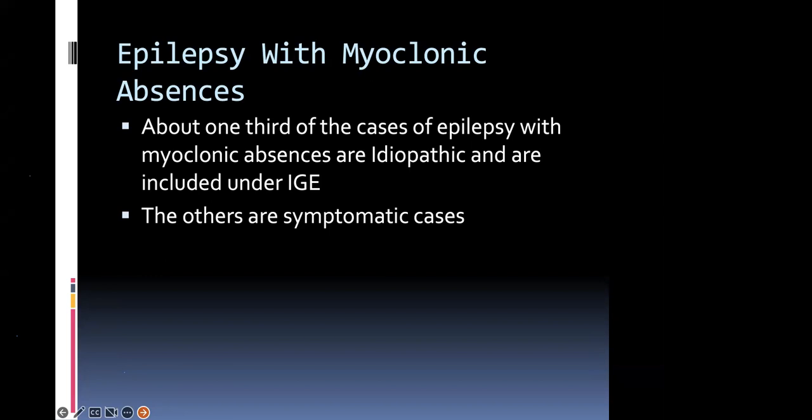Third epilepsy, first we saw the Dravet syndrome. I will show the EEGs at the end. Second one is childhood absence epilepsy. Third one is epilepsy with myoclonic absences. About 1/3 of the cases with epilepsy with myoclonic absences are idiopathic, and are included under the idiopathic generalized epilepsy. The others are the symptomatic cases.